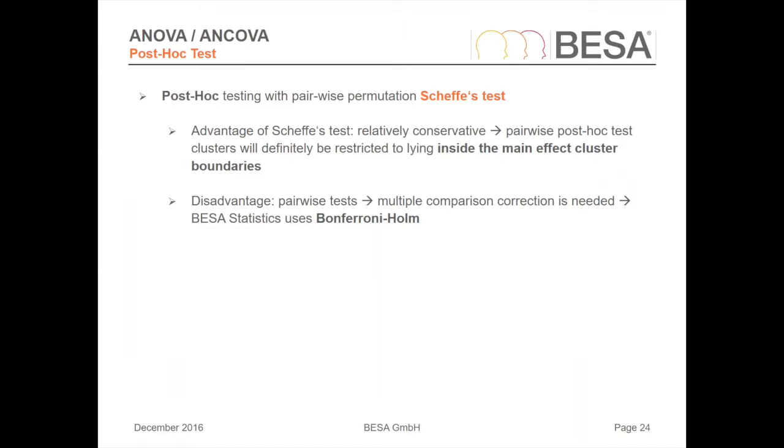And a disadvantage of the post hoc testing is that I do this in couples of conditions. So again, I'm running into the multiple comparison problem, so we need another correction for multiple comparisons. We decided on the Bonferroni-Holm correction for this. I could now elaborate on that one as well, but that would take us too long, so I'm going to skip that. It's described in detail in the manual of BESA Statistics, or if you come to the BESA workshop, we can talk about it in more detail.